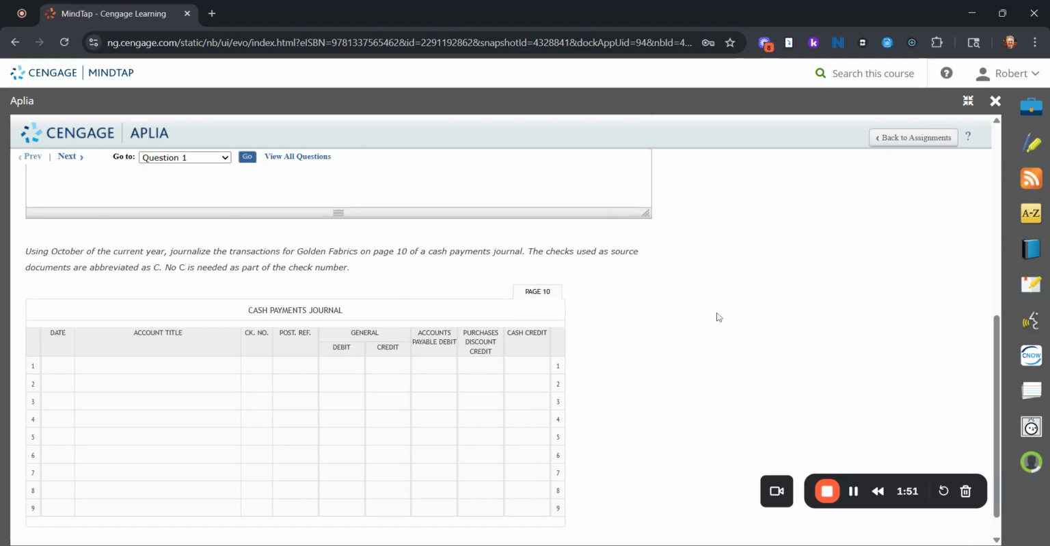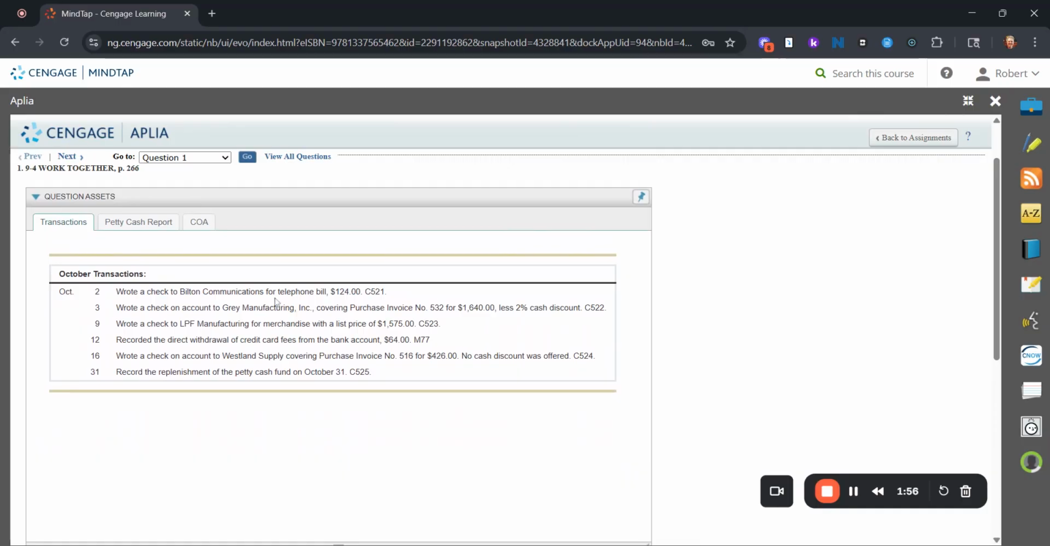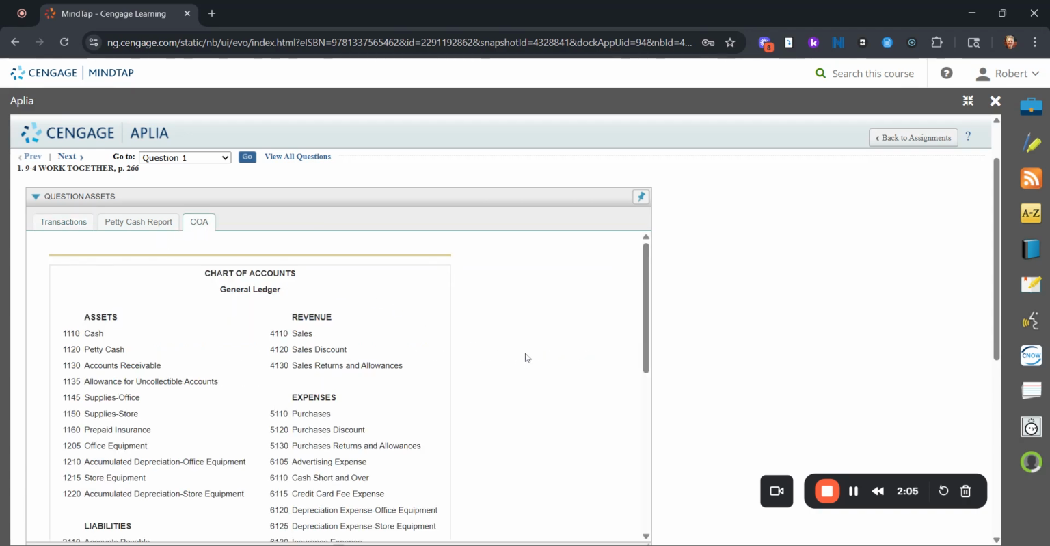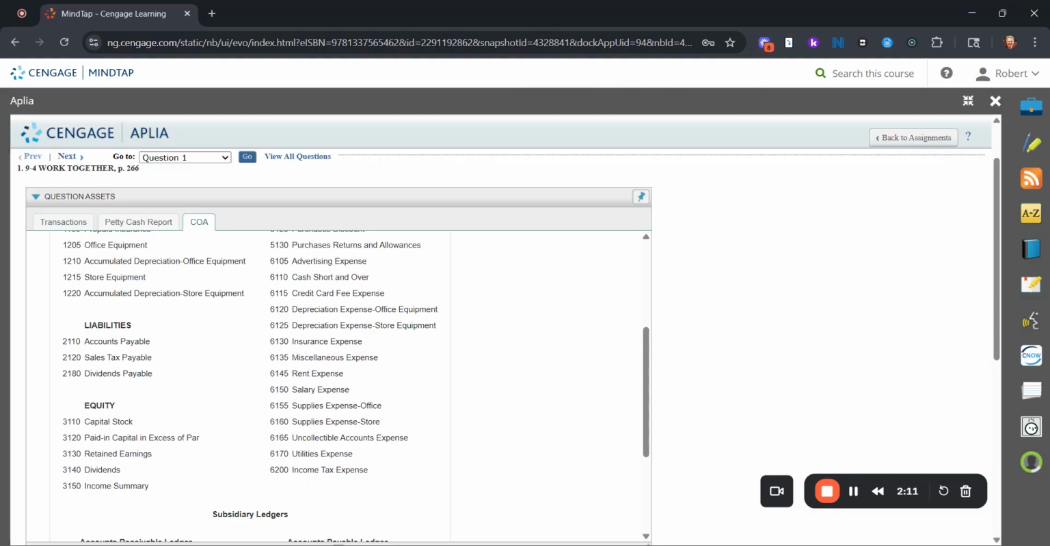Of course, we have our journal. So the first thing we need to do is look at our chart of accounts, find our account title for telephone bill, and we can look at our expenses. There's no account for telephone bill, but there is one for utilities expense. So we're going to use utilities expense as the account title for the telephone bill.